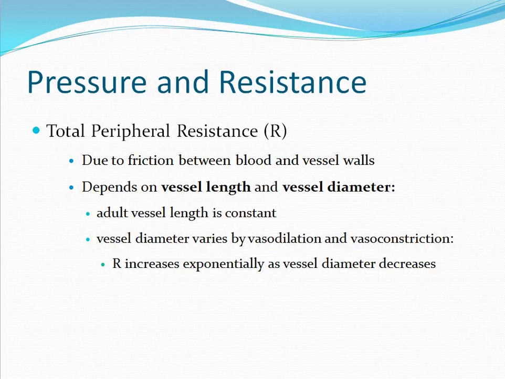Total peripheral resistance depends on vessel length as well as diameter. In an adult, vessel length is constant, so this really doesn't come into play when determining resistance. Vessel diameter, however, can vary by either vasodilation or vasoconstriction. For example, as the diameter of a vessel decreases, or in other words, it vasoconstricts, the resistance will increase.